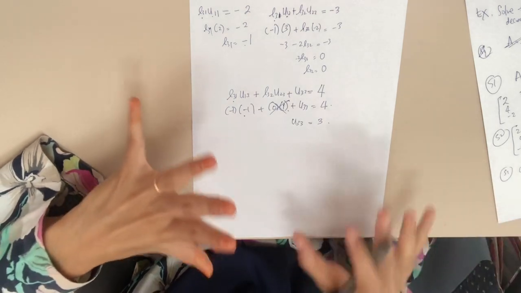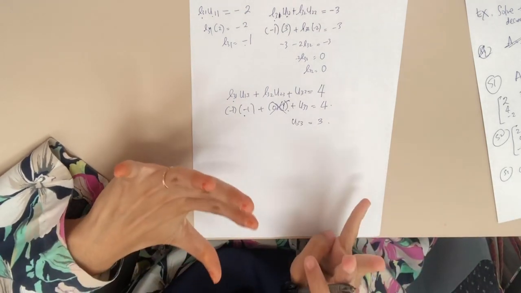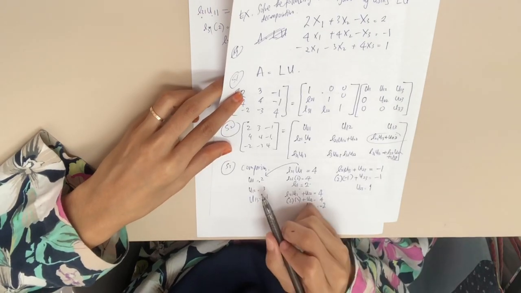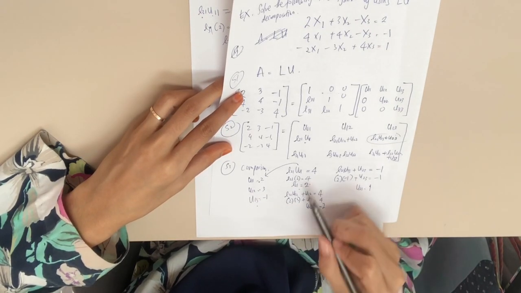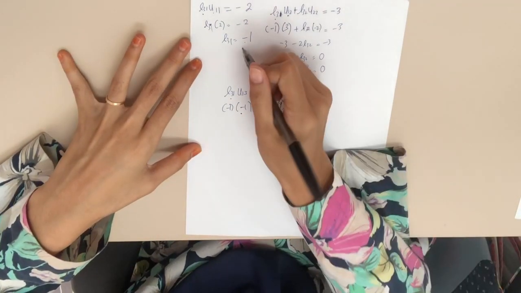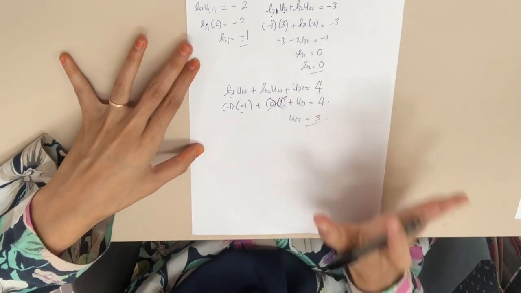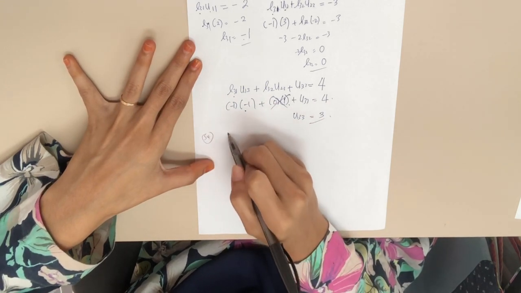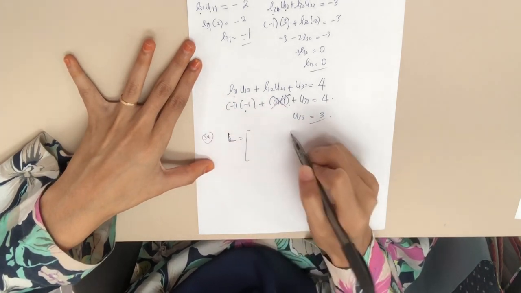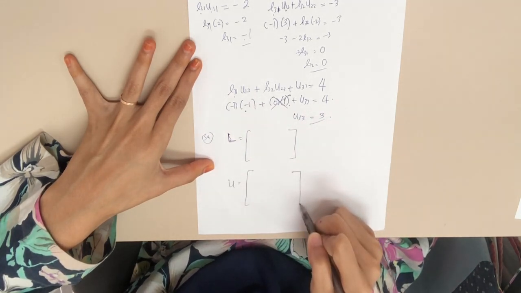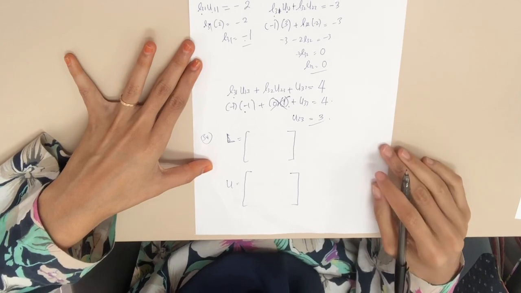Okay, so now you already get all these values. There should be 9 values, all together 9. 1, 2, 3, 4, 5, 6, 7, 8, 9. They must have 9. So then what we do next is substitute back all these values into your matrix L and matrix U.